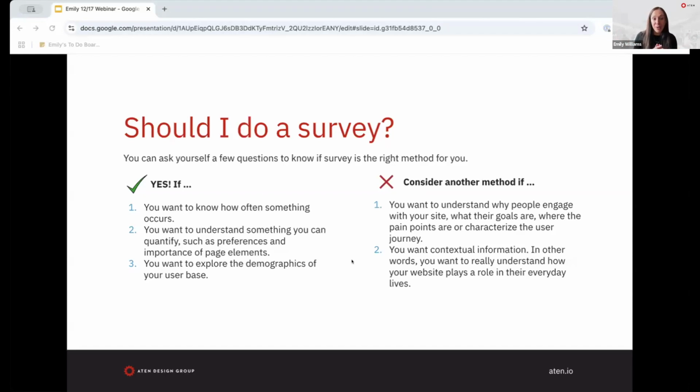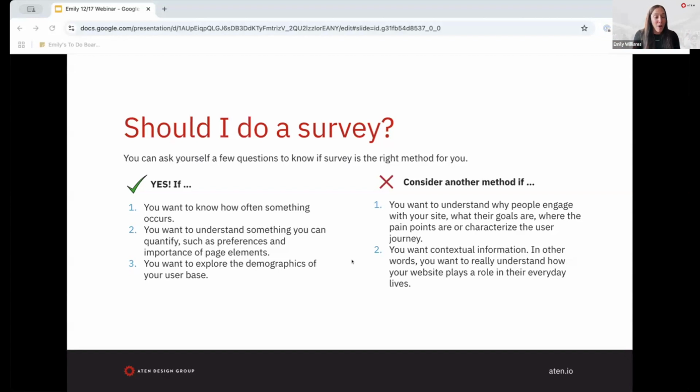And I just want to point out here too, there's a lot of nuance with determining whether or not you should use a survey. So that's not exhaustive, but it's helpful to think about whether or not you're trying to count something, whether you want to know how often something occurs, or on the other hand, whether or not you really want to know why something is occurring.